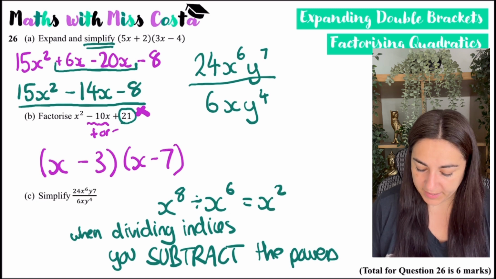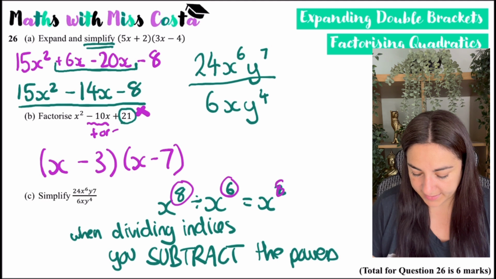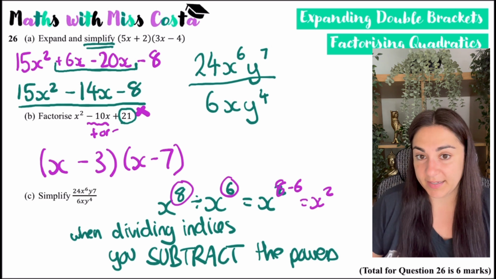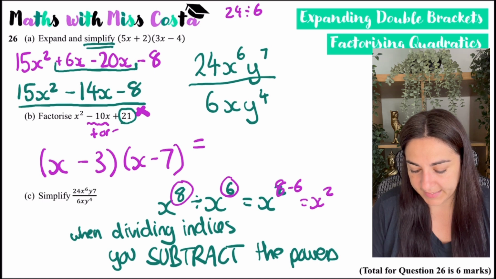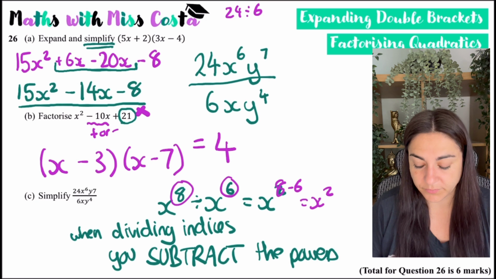So x to the power of 8 divided by x to the power of 6 is going to give me x to the power of 2. You just subtract these two. So actually you could write it like this, which is then x to the power of 2. So I'm going to do this bit by bit. First, I'm going to divide the numbers. So what's 24 divided by 6? That would leave me with just 4.